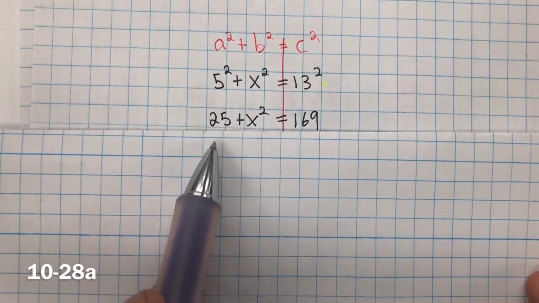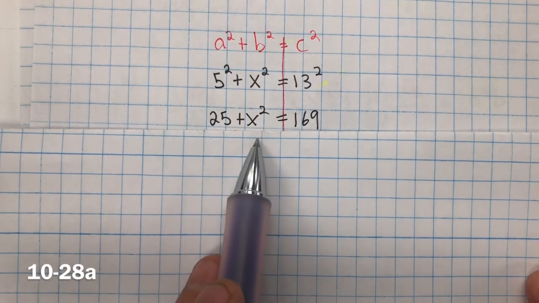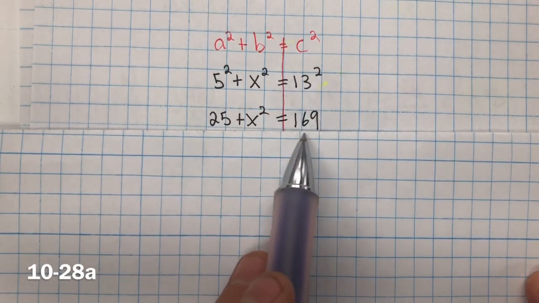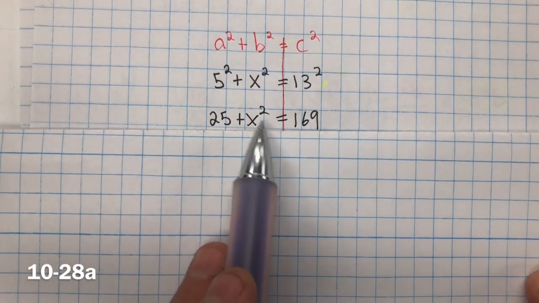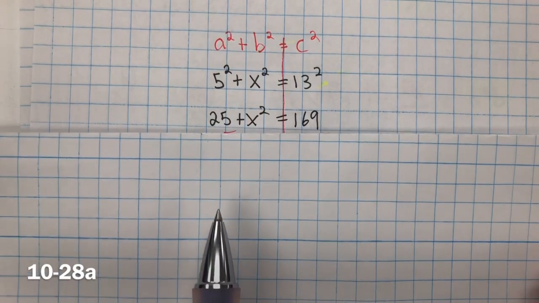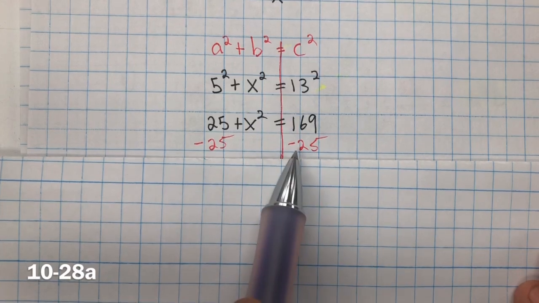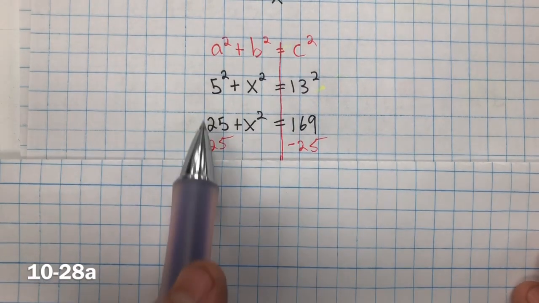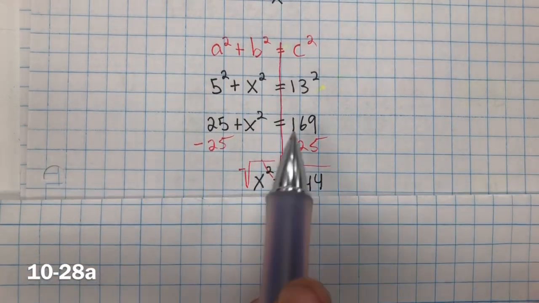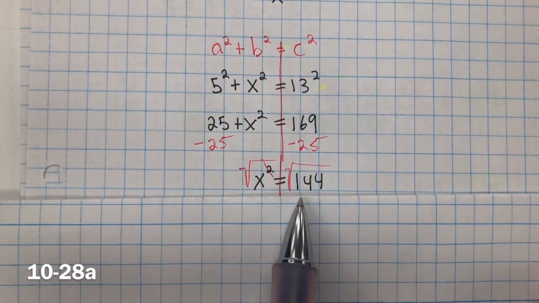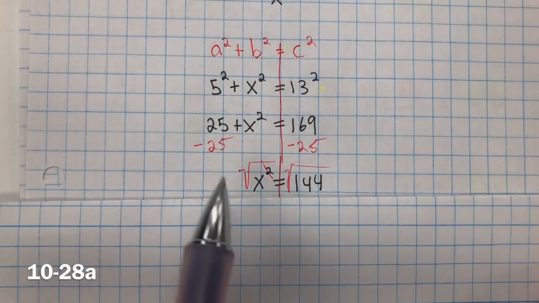So 5 squared equals 25. x squared is x squared. 13 squared is 169. We're trying to find the value of x. So the inverse property of addition is subtraction. We subtract 25 from both sides. 169 minus 25 is 144.